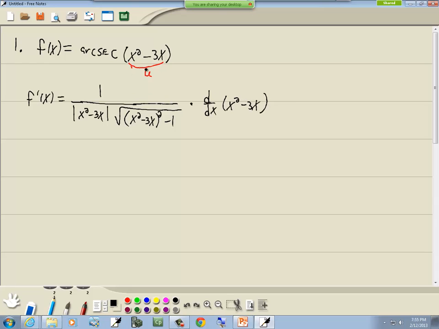Again, you identify your u, you plug it into your formula, and then at the end you have to multiply it times the derivative of what's inside the parentheses. Unless it's a single variable like an x or so forth. Well, the derivative of x squared minus 3x gives us 2x minus 3 over the absolute value of x squared minus 3x times the square root of x squared minus 3x to the second power minus 1. And that's our answer.